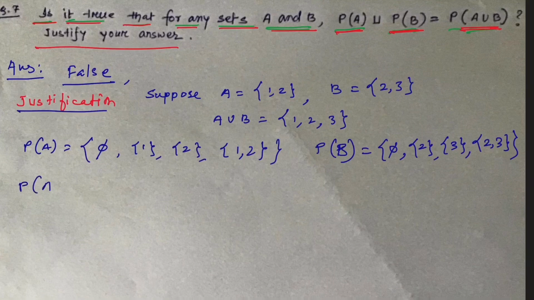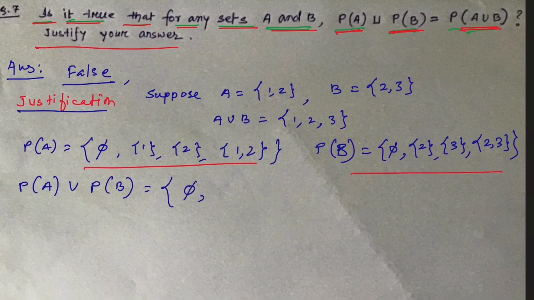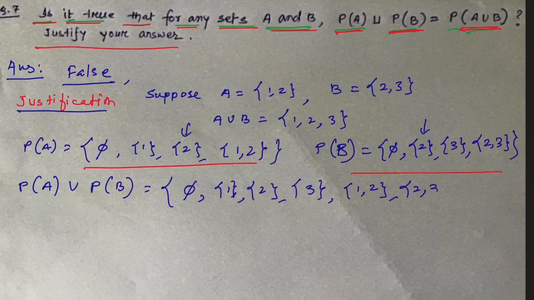Then let's find the power set of A union the power set of B. If you find the union of these two sets, what will you get? There must be the empty set, then the set containing 1, the set containing 3. There is also the set containing 2 in both, but don't write the same element twice. Then we can write the set containing 1 and 2, then the set of 2 and 3.